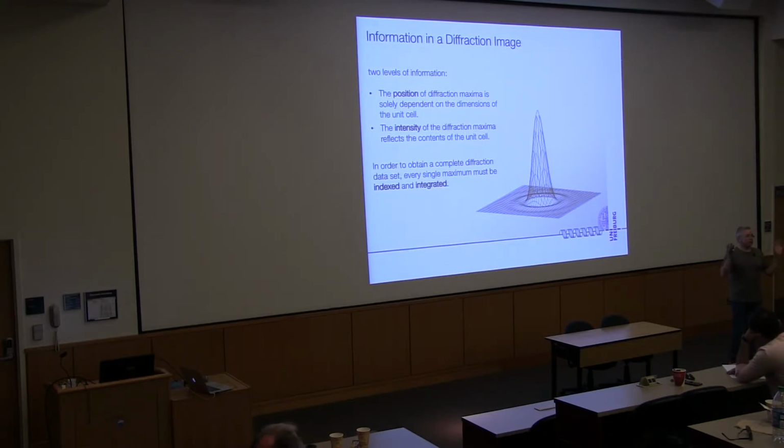If you have two completely different molecules that happen to crystallize in the same space group with a unit cell of the same size, they will produce the identical diffraction pattern. It's just the dimensions of the unit cell. The second aspect is the actual intensity of these maxima, and that is what encodes the contents of the unit cell. So what we really need to measure is the intensity of those reflections.